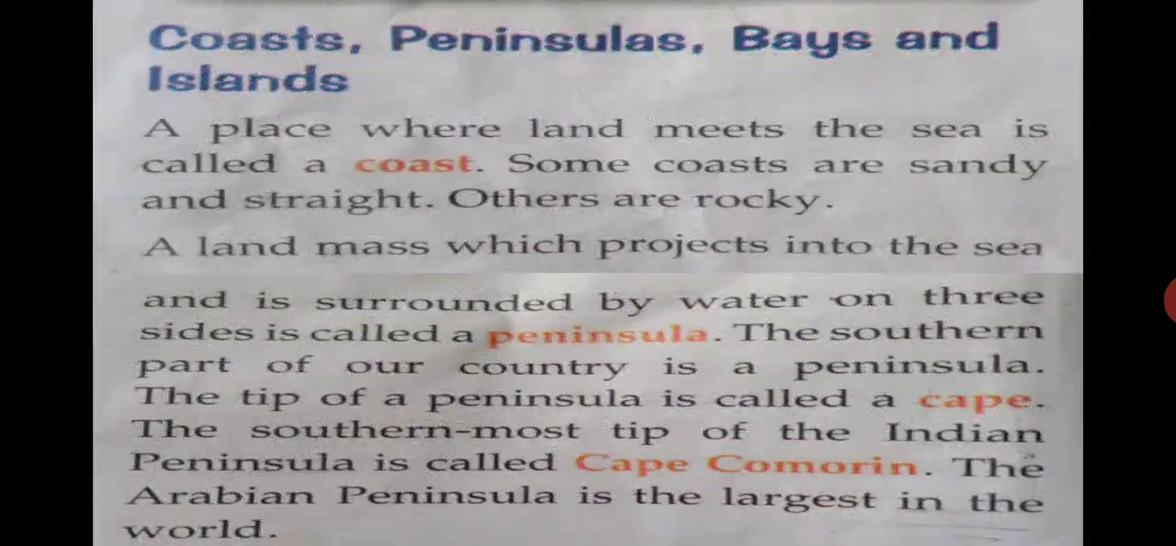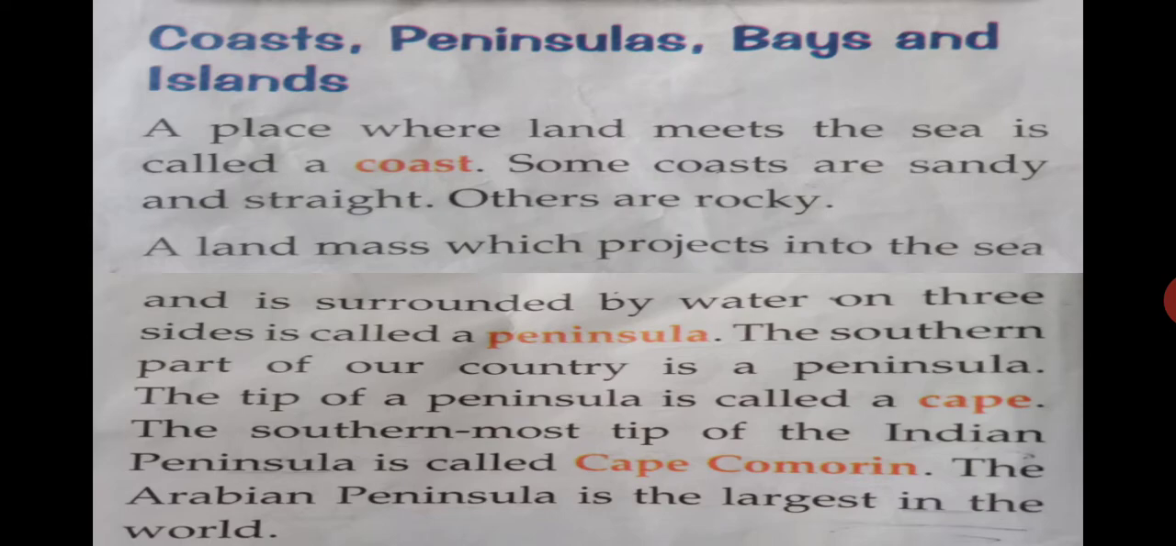First of all, let us study about coast. A place where land meets the sea is called a coast. A coastline is the meeting point of land and the sea or oceans. Some coasts are sandy and straight, whereas others are rocky.